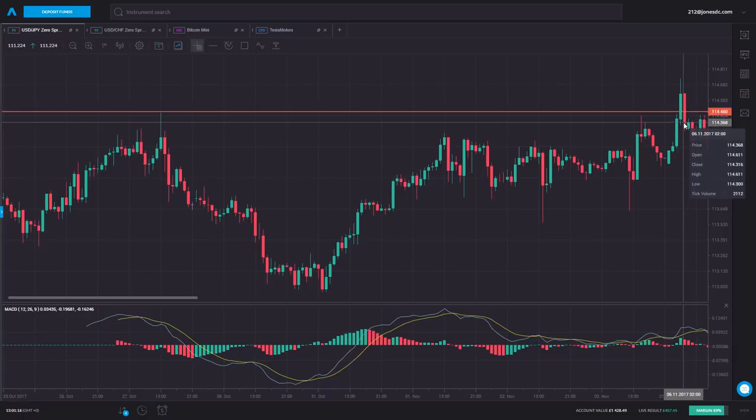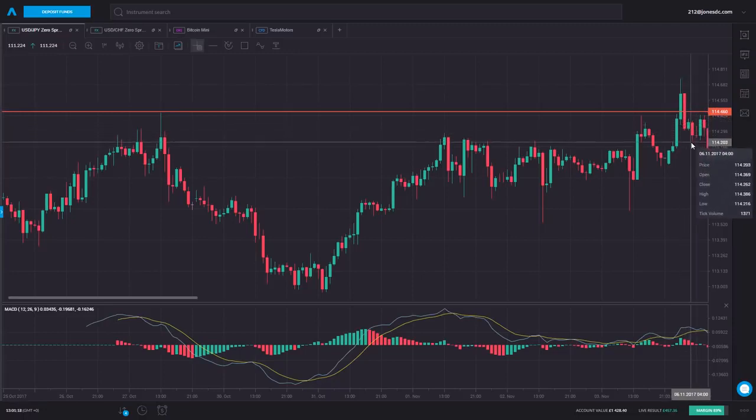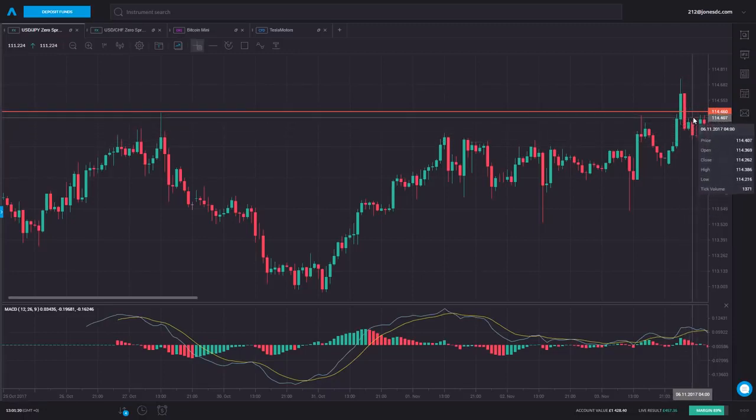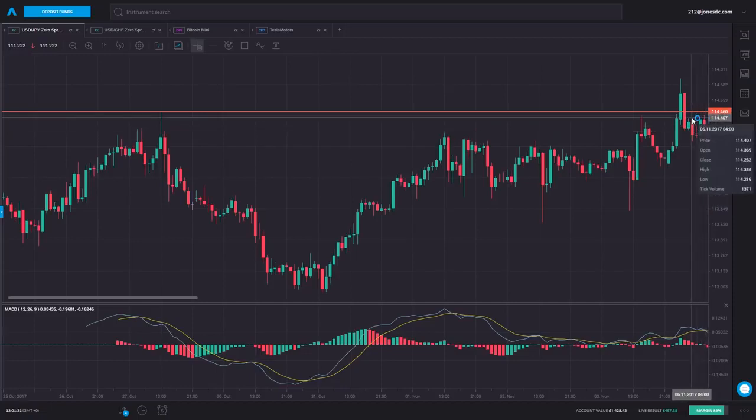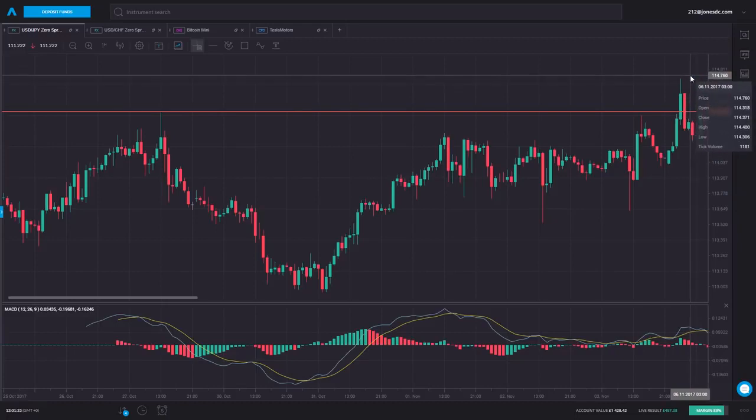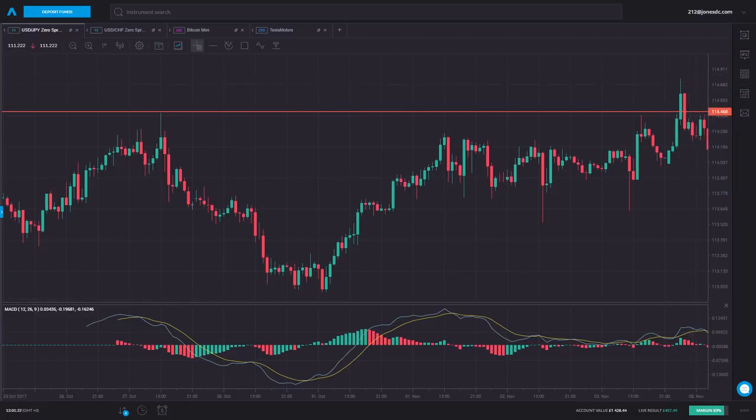It sold off heavily after the first break, dips down to about 114.20, then rallies back up to about 114.40, 114.45 before turning down again. So if we were waiting for the confirmation, this would be the signal to sell short, suggesting it's a false break, with a stop loss above those highs, somewhere above 114.75. Let's see what happened next.